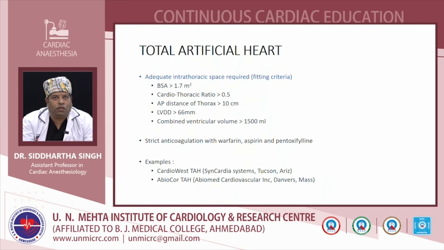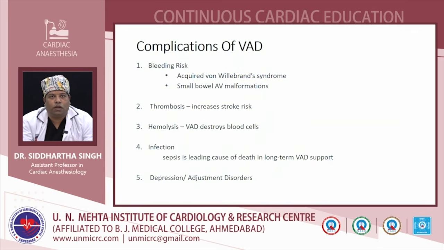The anteroposterior distance of the thorax must be more than 10 centimeters. LV diastolic diameter is more than 66 mm. Combined ventricular volume is more than 1.5 liters. Strict anticoagulation is needed with warfarin, aspirin, and pentoxifylline. Examples, as I told: AbioCor total artificial heart, and CardioWest total artificial heart, which is otherwise called SynCardia.